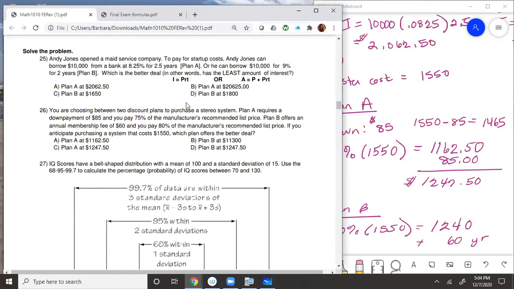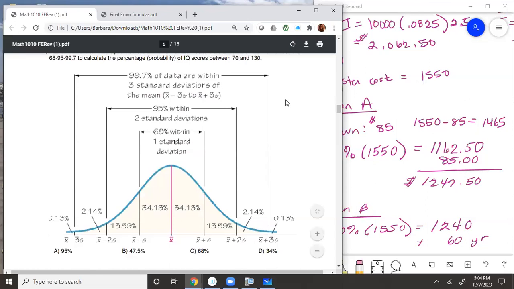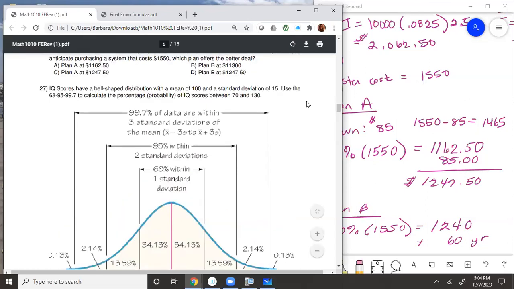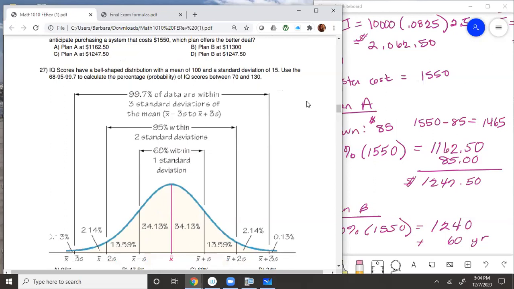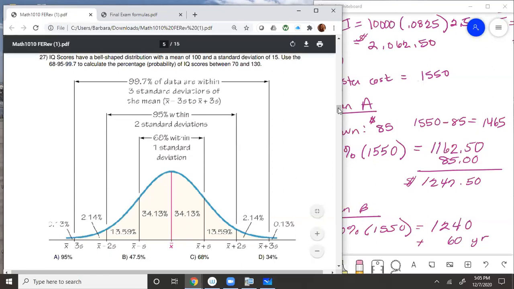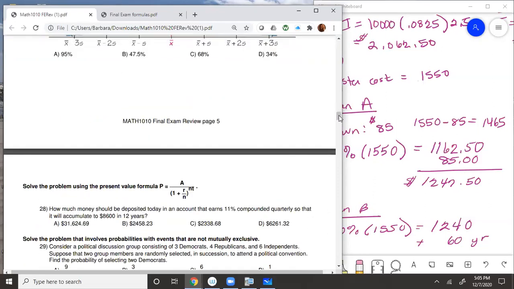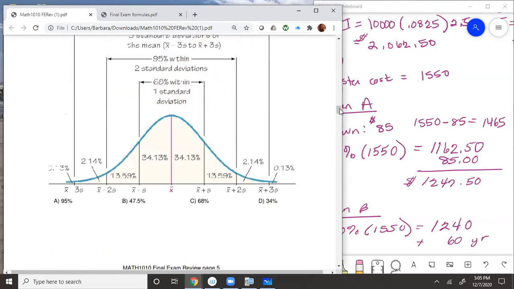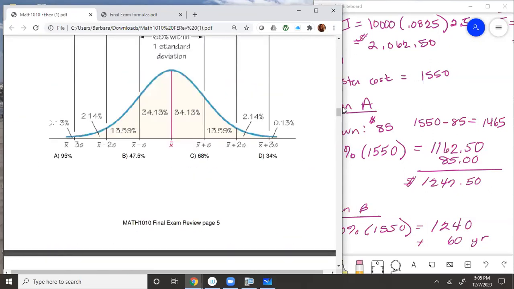All right, number 27, IQ scores have a bell-shaped distribution. This is a normal distribution where the mean is 100. The standard deviation is 15. Use the 68, 95, 99.7% rule to calculate the percentage or probability of IQ scores between 70 and 130. So we can do this on a graph. I can also do it on a calculator program, but it may not give you the multiple choice that you want.